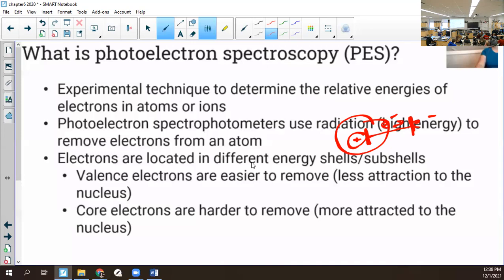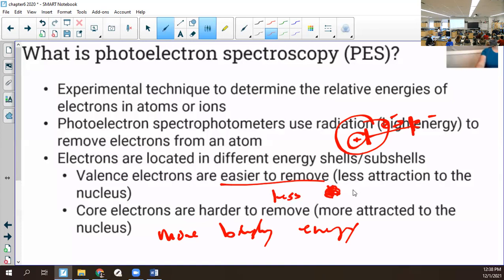All right. So when it says core electrons are harder to remove, that would mean they have more binding energy. If they're easier to remove, they have less binding energy. It says binding because I say it does. Okay.